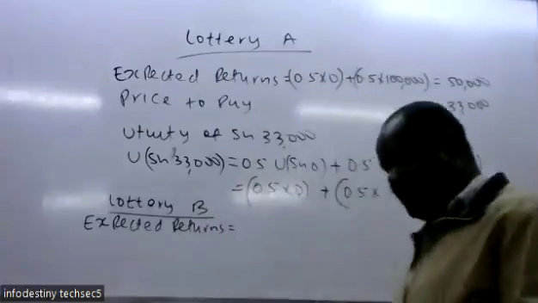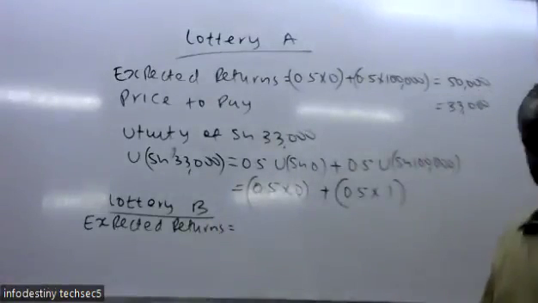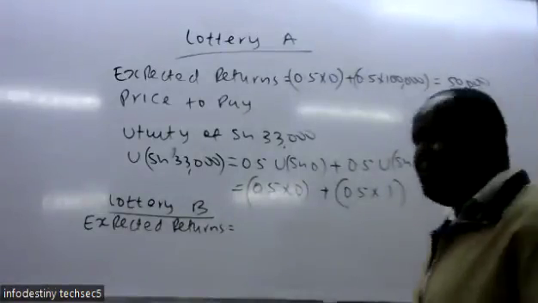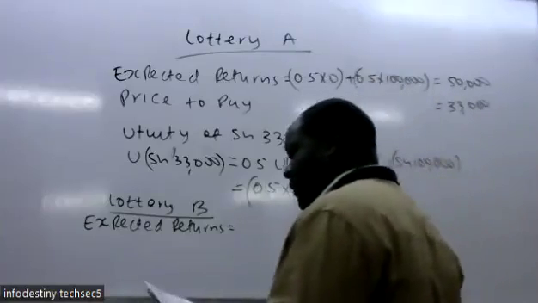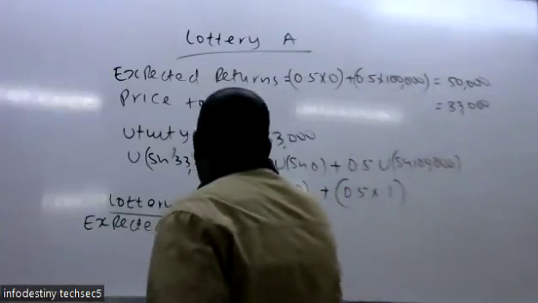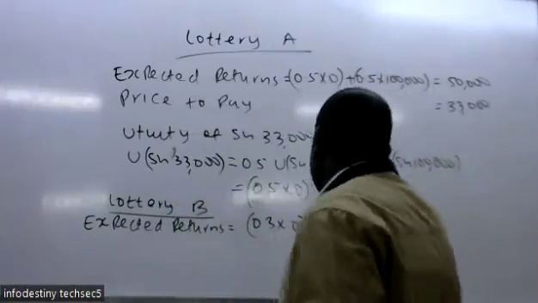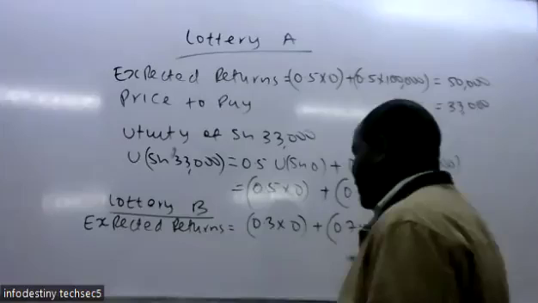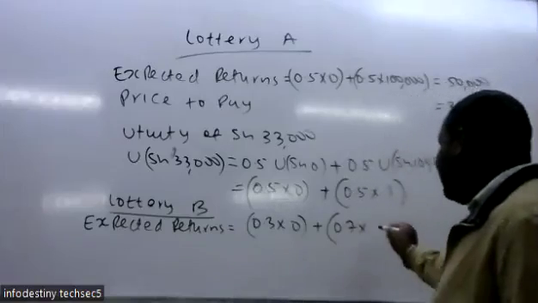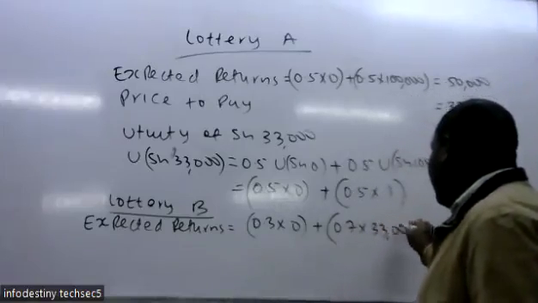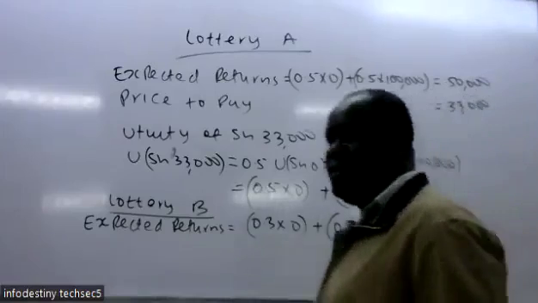You can see in lottery B, there was 0.3 of getting 0, and 0.7 of receiving 3,000. So we simply get the expected return from that: 0.3 of getting 0, plus 0.7 of getting 3,000 shillings.